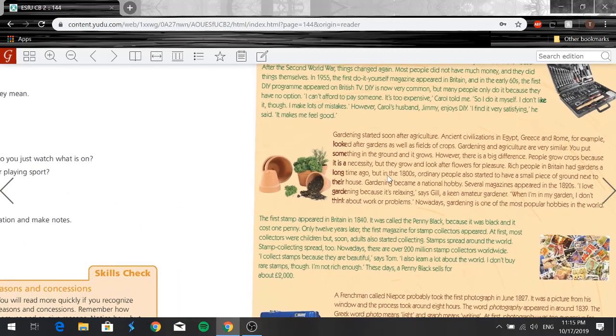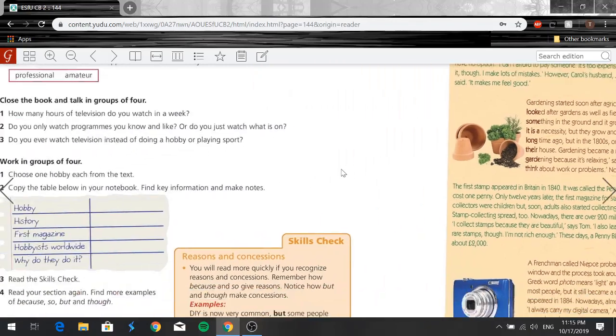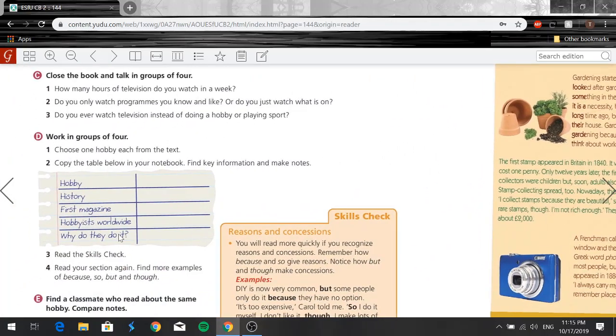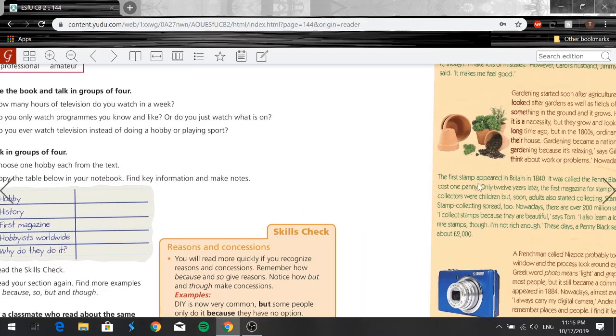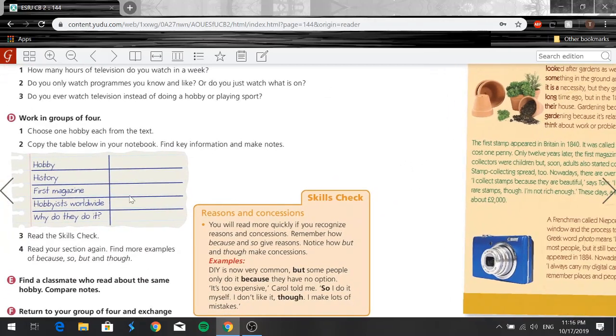1820. Yes, it was in 1820. Hobbyists worldwide will say because it was one of the most popular hobbies. So gardening was one of the most popular hobbies. And why did they do it? Well, simply because it's relaxing, right? You could choose your own hobby from the text and write your own notes.